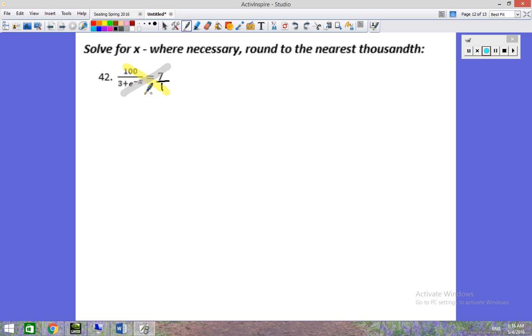Here we have an equal sign, and you can see we've crossed over that equal sign. That's cross multiplication. Just because you have a fraction, or just because things in the numerator and denominator are canceling, does not mean cross multiplication. Alright, so along this gray diagonal we have 7 times the binomial 3 plus e to the negative x. And along the yellow diagonal we have 100 times 1.